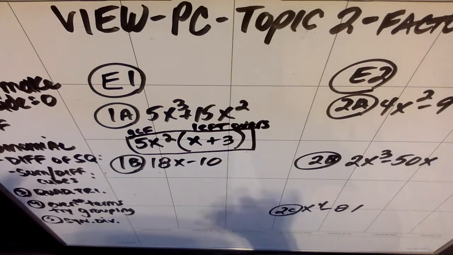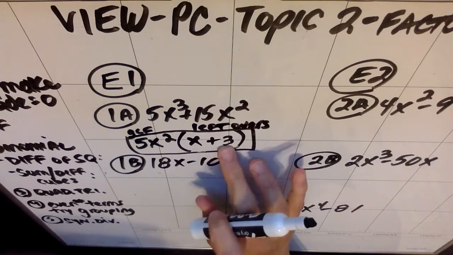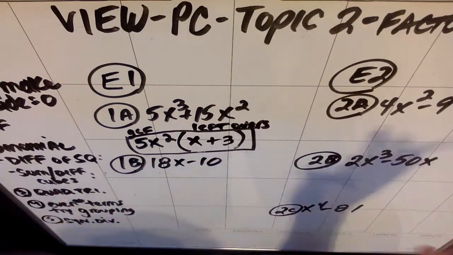And that's it. There's nothing left to factor here. X plus 3 is a binomial, but it's not one of the special patterns, so we're done.